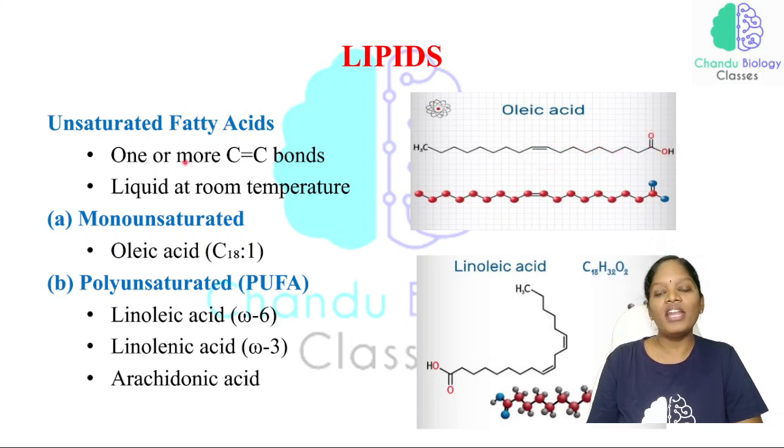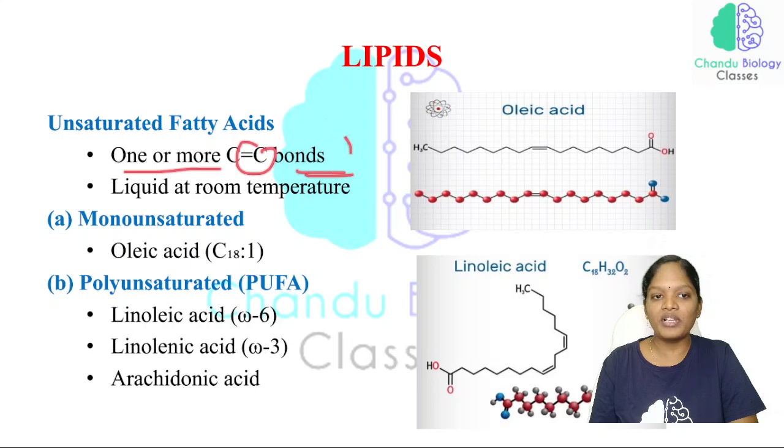It is not one double bond or one triple bond. It will be one or more double bonds. One or more carbon to carbon double bonds will be present in the unsaturated fatty acids. So what have we studied with respect to the saturated fatty acid? It will be solid at room temperature, but an unsaturated fatty acid will be liquid at room temperature.